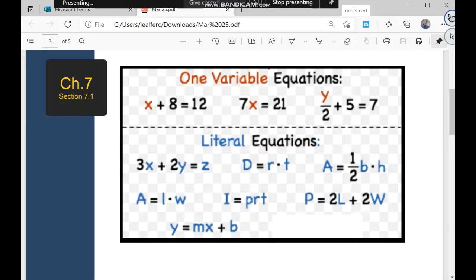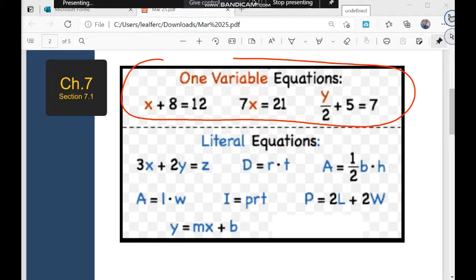Let's talk about literal equations. What are literal equations? We have equations with one variable, okay? This is one kind of equation where we have just one letter in the equation. We have x, we have y, we can have a different letter, k, we can have q, any letter, as long as you have just one variable, one letter in the equation. And a literal equation is an equation that has two or more letters, two or more variables.